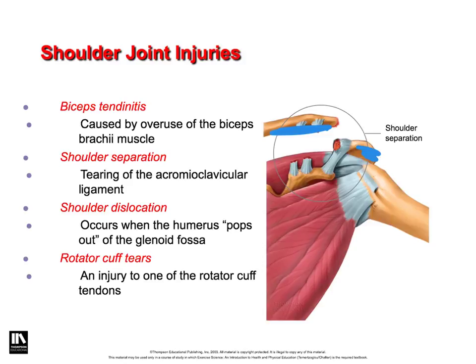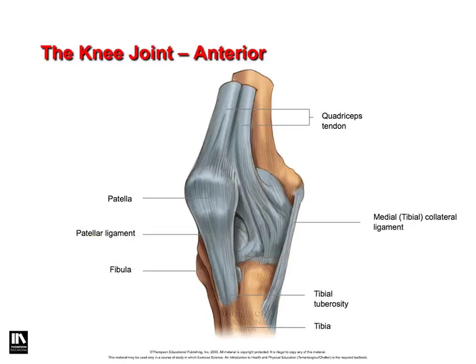A shoulder dislocation is when the head of the humerus pops out of that glenoid fossa. And the glenoid fossa is that hole that was in our scapula. A rotator cuff tear is very common, usually from a fall with your arms out, or from an overuse injury playing or throwing.